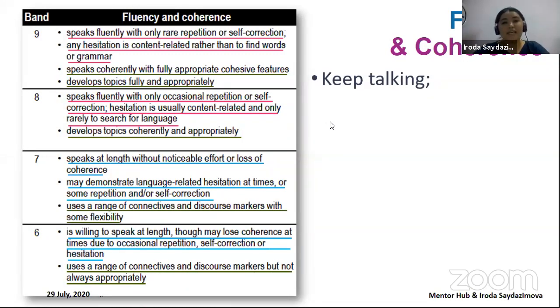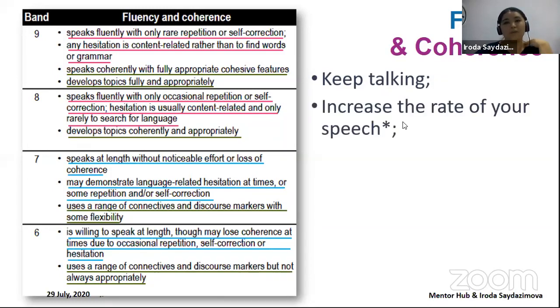So guys, if you want to get a better band score at speaking, for God's sake, just keep talking. Don't stop. Talk, talk, talk. Even though you don't know the exact word, it's okay to circumlocute. It's okay. As long as you can get your idea across, you're fine. Okay? So keep talking. Don't stop. And that would be the first tip.